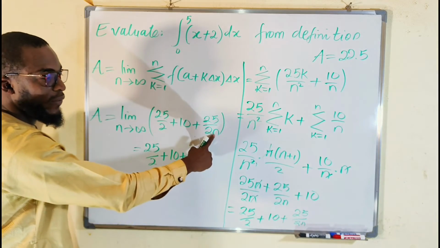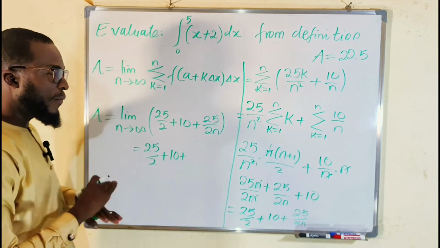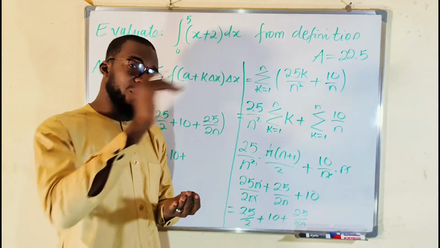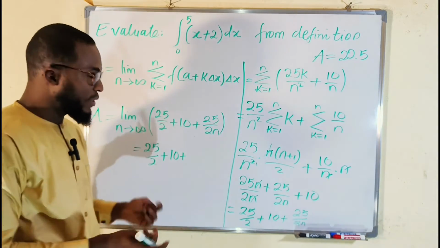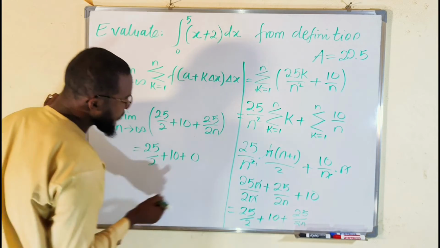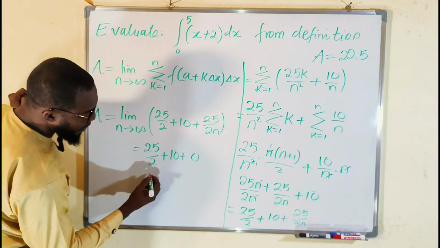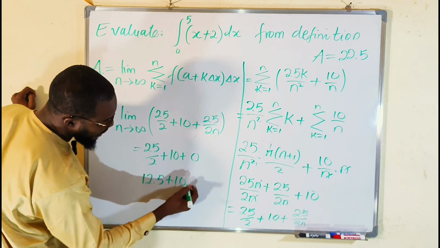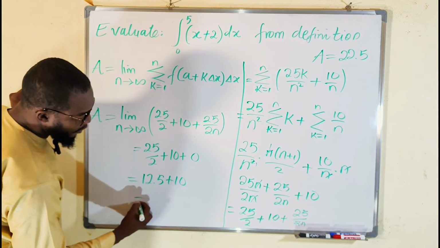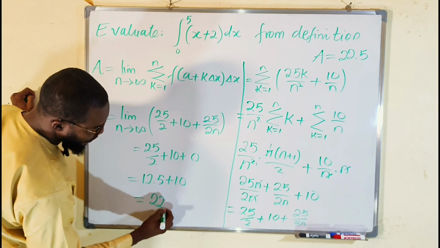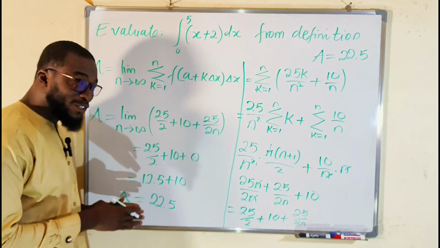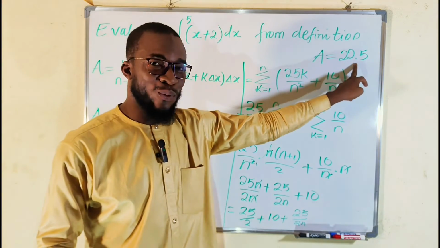But the moment you plug in infinity here, the bottom will be very heavy. So as the denominator of a fraction approaches infinity, the whole fraction will tend to approach 0. So this is 0. And you know 25 divided by 2 will give us 12.5. And we still have plus 10 here, plus 0. And this is equal to 22.5. And this is our area from definition, which is exactly as the previous one.